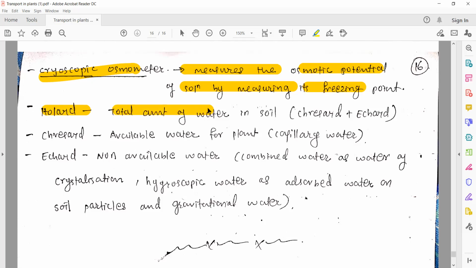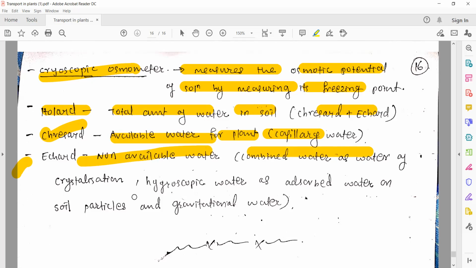Holard means what? The total amount of water present in the soil, that is Chresard plus Echard. So what is Chresard? Available water for the plants, that is the capillary water. That is considered as Chresard. And Echard means non-available water, that is combined water as water of crystallization, or you can say hygroscopic water, adsorbed on the soil particles, and the gravitational water which is downside. That is not easily available to the plant. Such water is called Echard. And the water which is very easily available to the plant is called Chresard. And Holard means the combination of Chresard and Echard.